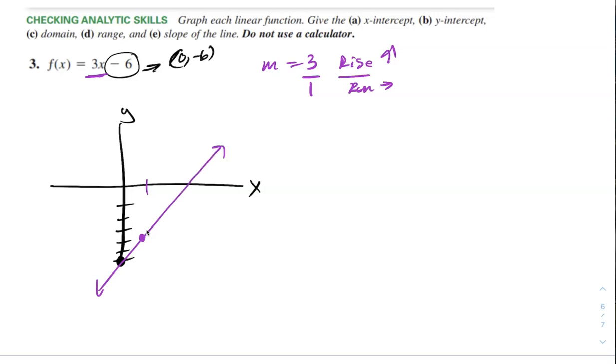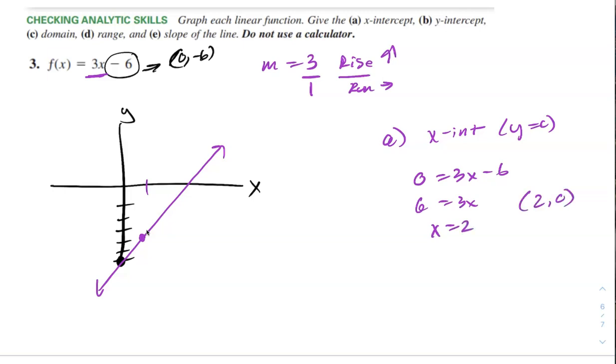Now if I want to do the stuff they asked me to do, right? First, if I want to find the x-intercept, I could just set y equal to 0 to find your x-intercept. Remember, f of x is 0. So 6 equals 3x, x equals 2. It's the point (2, 0). Right, all I did was add the 6 over, divide by 3, and I got x equals 2. So right here where I cross is at the point (2, 0). If they want the y-intercept, well, the y-intercept I already know. (0, -6), right? It's given in the equation. Done.